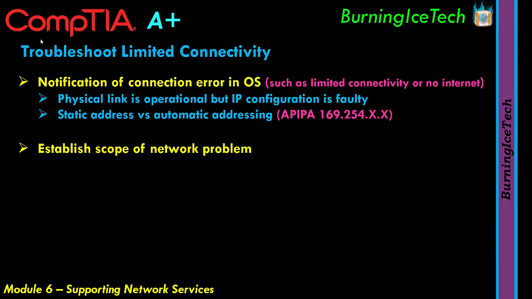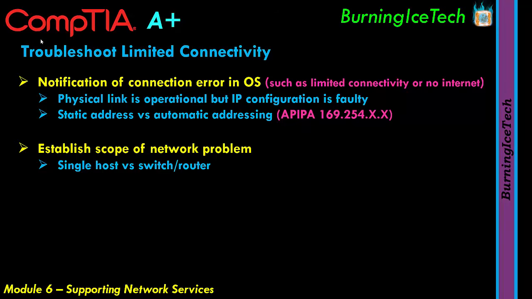Or does it extend further than one device or one user? So is it a single host, or is it maybe multiple hosts? It extends beyond that, maybe up to the switch or the router. So if more than one person is complaining about the same issue at the exact same time, that is normally a key indicator that this is not just one host. It is something that's affecting all of them.